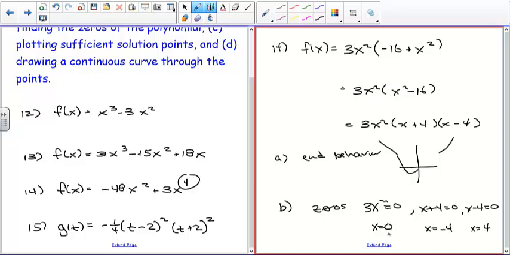That's the next larger number. It's not going to cross it. It's just going to touch it, and then it'll go back down, and then it'll cross at positive 4. So that's kind of the general shape. So the question is, what numbers do we want to pick?